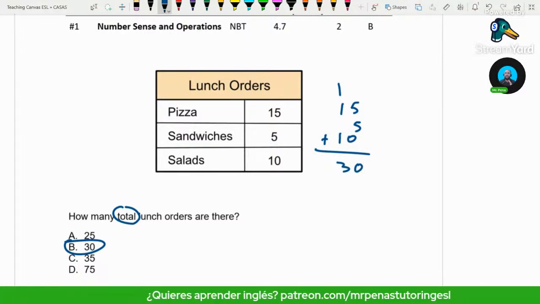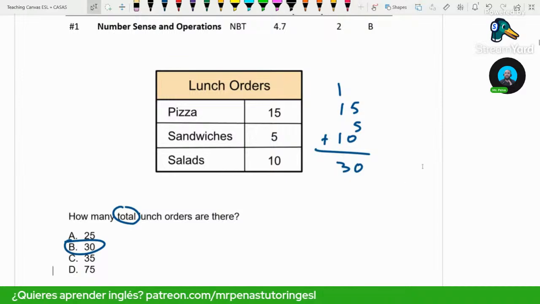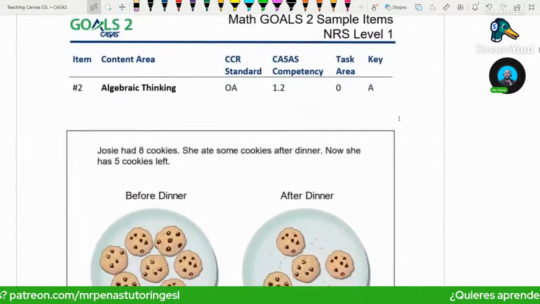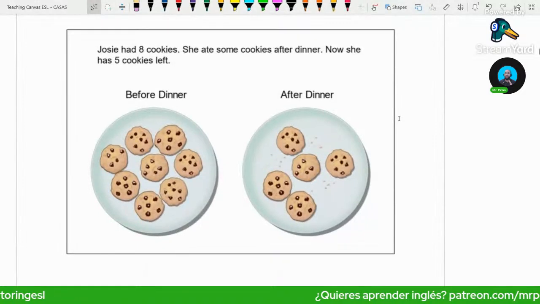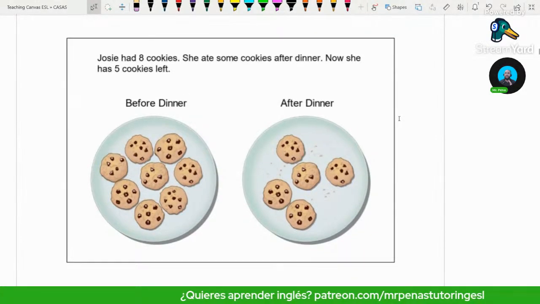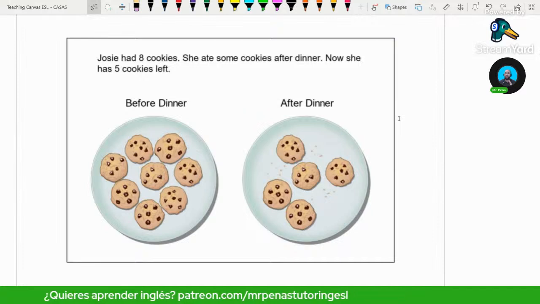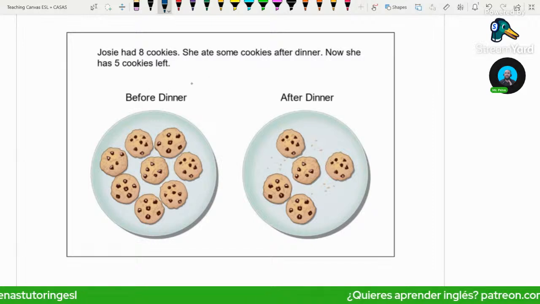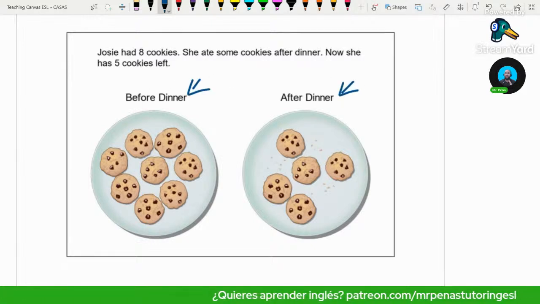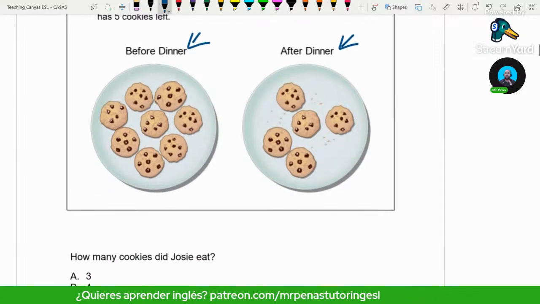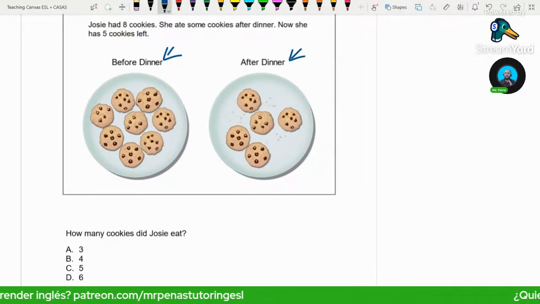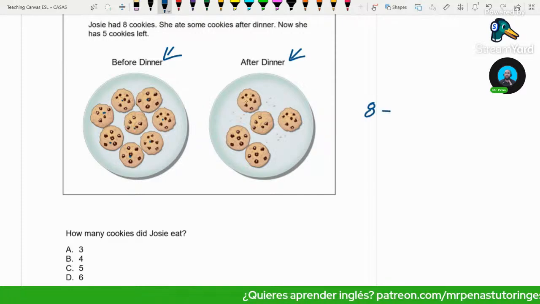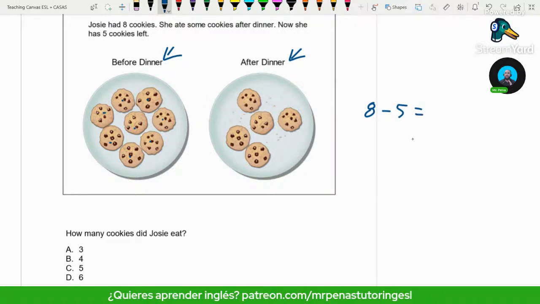Next, we're going to work with the next question. Over here, algebraic thinking. It says Josie had 8 cookies. She ate some cookies after dinner. Now she has 5 cookies left. How many cookies did Josie eat? So basically, we have 1, 2, 3, 4, 5, 6, 7, 8. But we have 1, 2, 3, 4, 5 left.